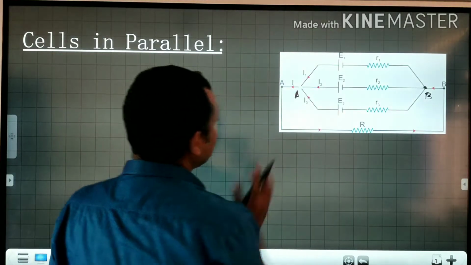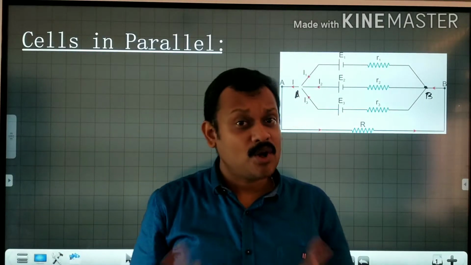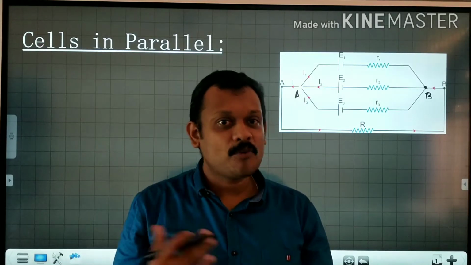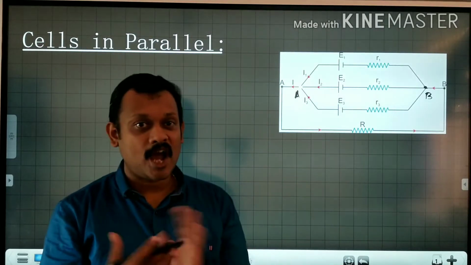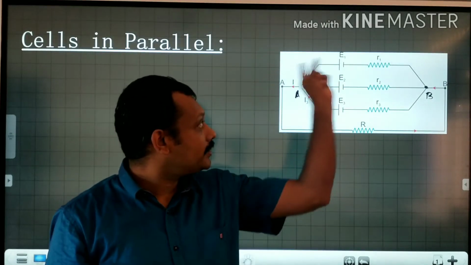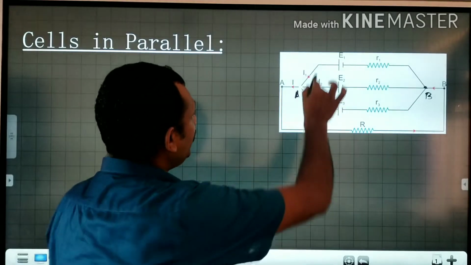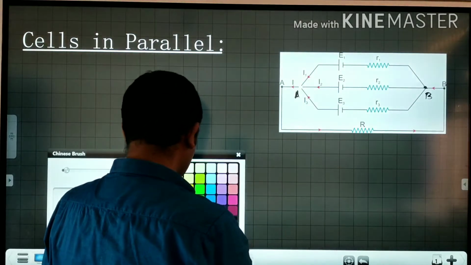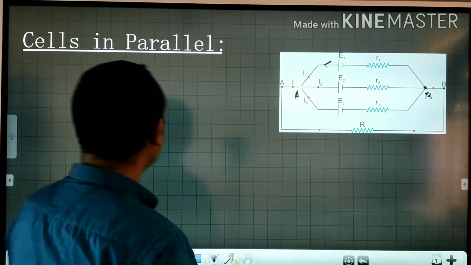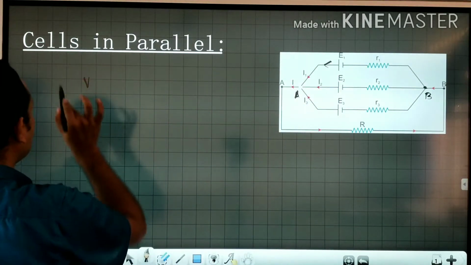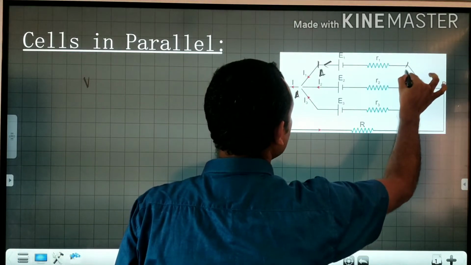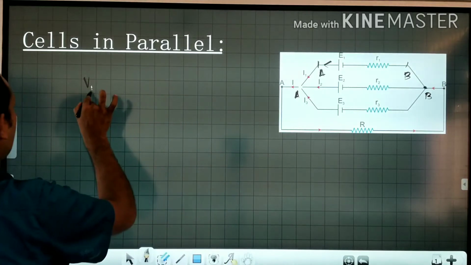Now, what are these cells? Are they charging cells or are they discharging cells? What is your opinion about it? Look at the direction of current. Here the current is directed away from the cell, so E1 is discharging. Which are its terminals? This point is A, this point is B.